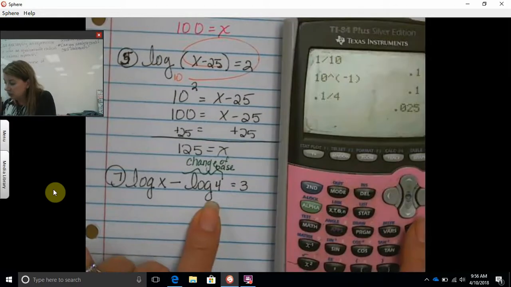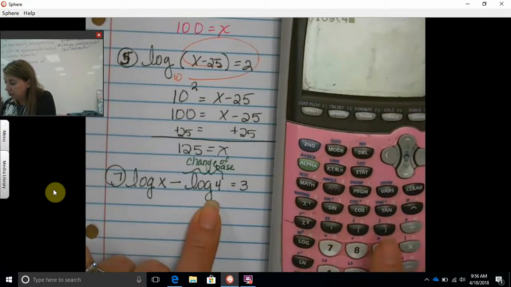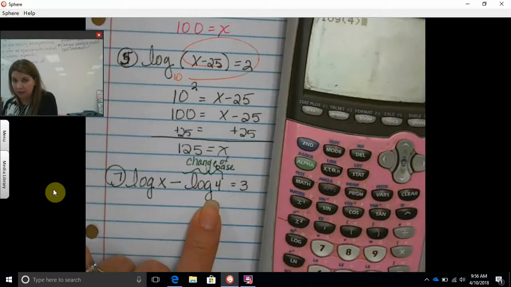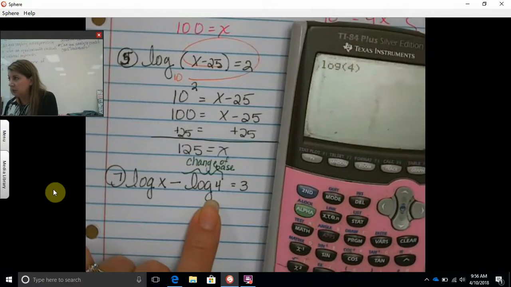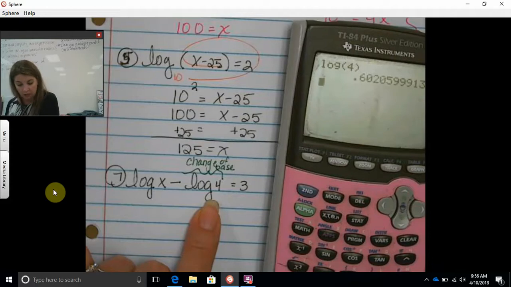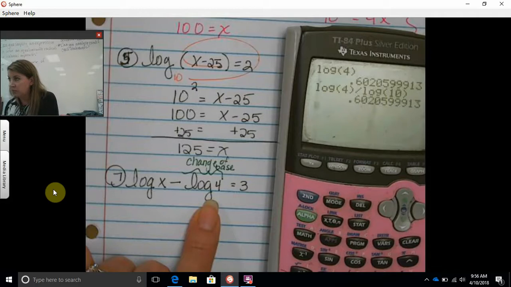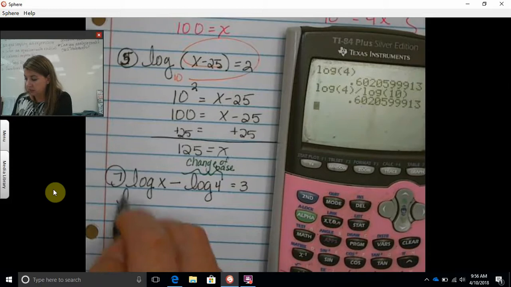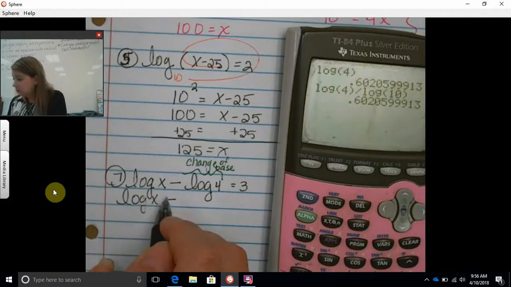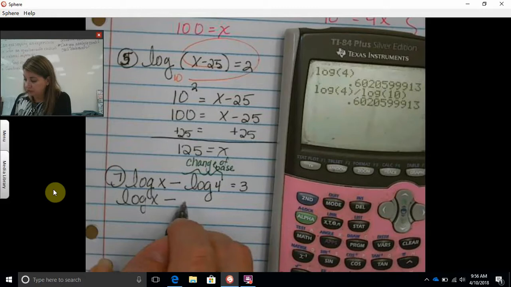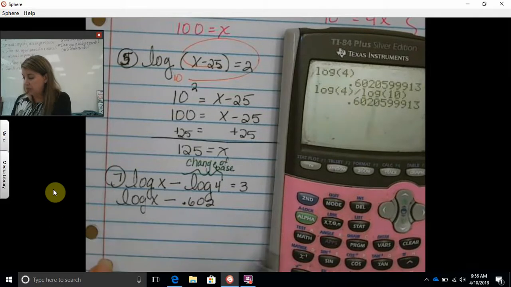So for log base 4, log of 4, I would do log 4. And you don't even have to divide by log of 10 because it's a common logarithm and your calculator already does common logarithms. But if you forgot that, log of 4 divided by log of 10, you get the same thing because your calculator automatically does a base of 10. Okay, so I'm going to rewrite this as log of x minus, I'll round that to 0.602, equals 3.